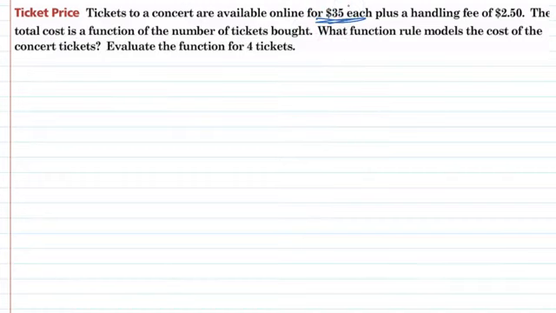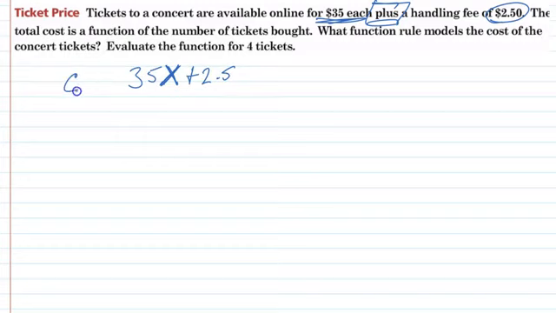Why do I keep saying that? Because that is where our variable is. 35 times each one. How many do we have? Well, we don't know yet, so we put the variable. Next is pretty obvious, a plus sign, and then plus how much? $2.50, 2.5. So this is our function.